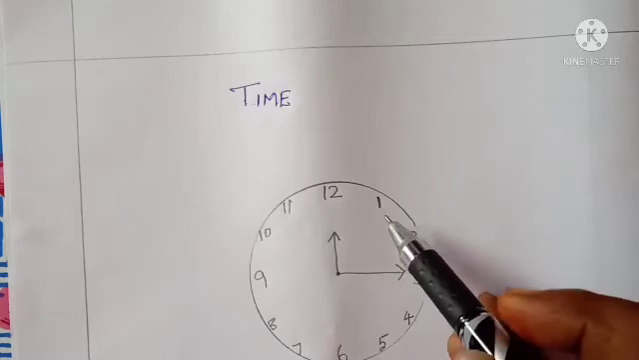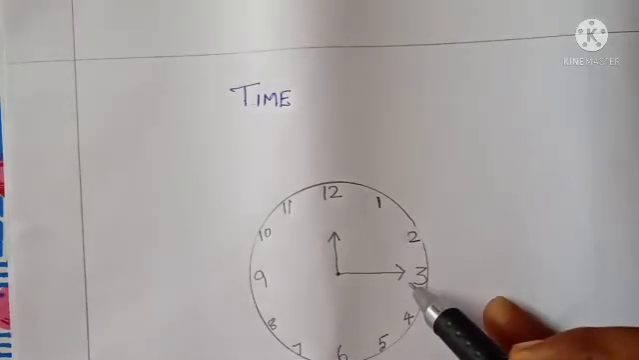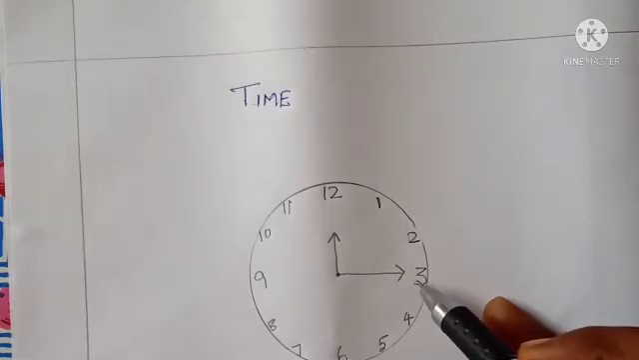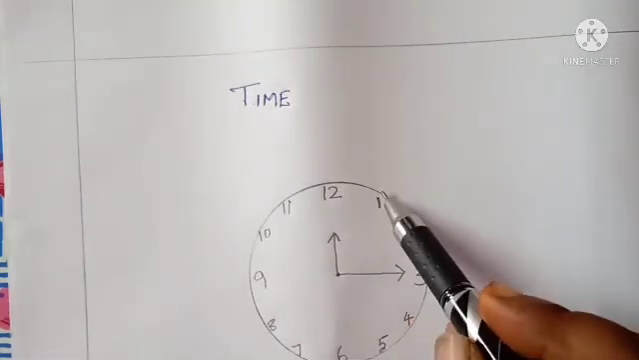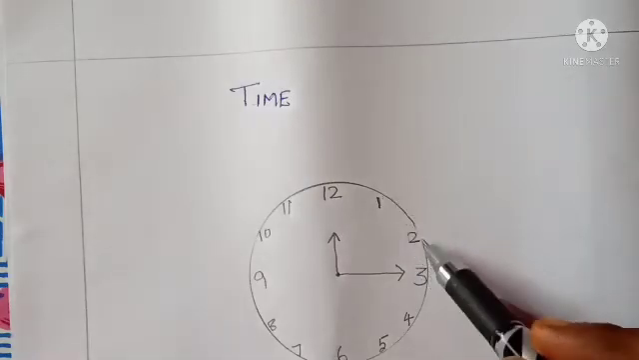But how to find out the minutes? The long hand only shows the minutes. Here the long hand is at 3, but you say the time is 15 minutes. Five minutes is the movement from one number to the next number.